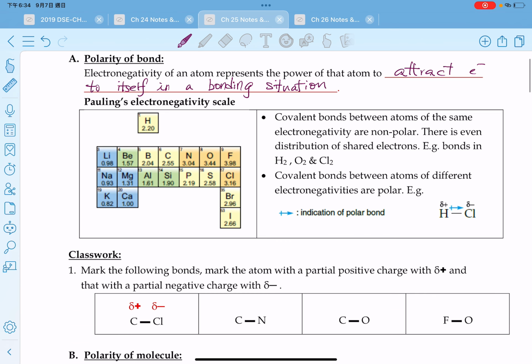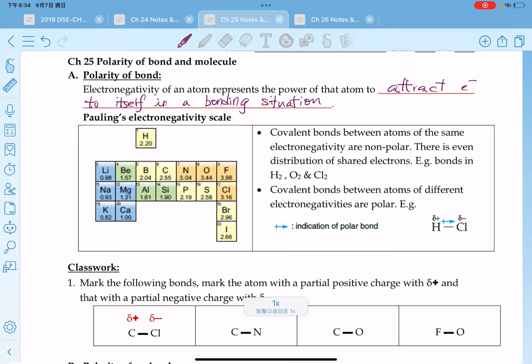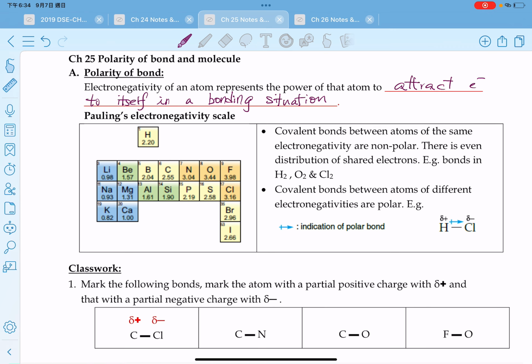Take an example for hydrogen and chlorine. They are two different atoms. For hydrogen, we assigned a value which is 2.20, while chlorine is assigned the value 3.16. That means the ability of attracting the electron, or the power of attracting the electron towards itself, chlorine is higher.